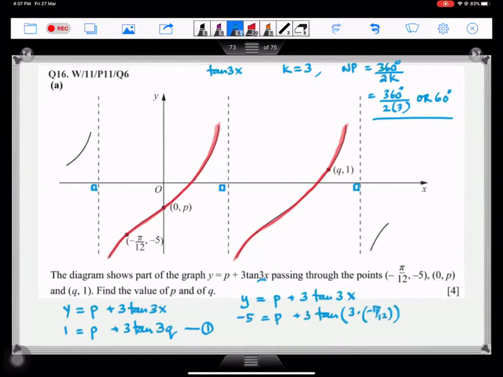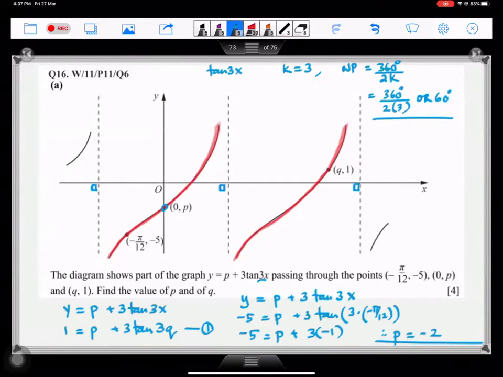That is tangent of minus pi by 4. So tangent of minus pi by 4 comes out to be minus 1. So minus 5 is p plus 3 times minus 1. Therefore, p comes out to be minus 2, which makes sense, because p is this point. And you can see it for yourself that p is negative. So therefore, p comes out to be minus 2.